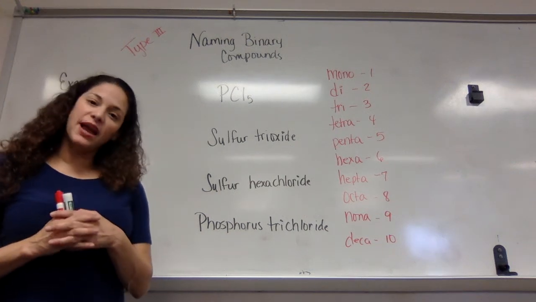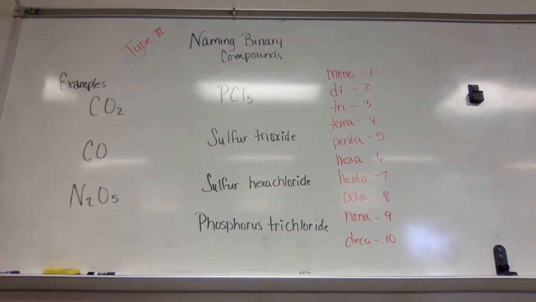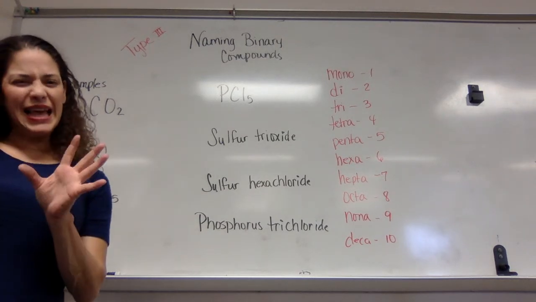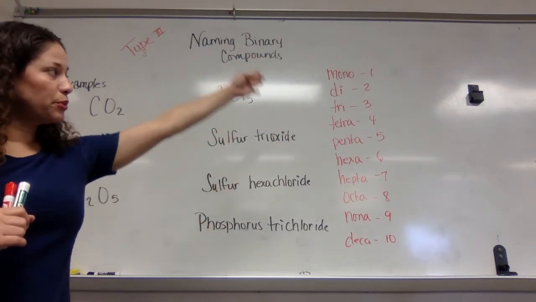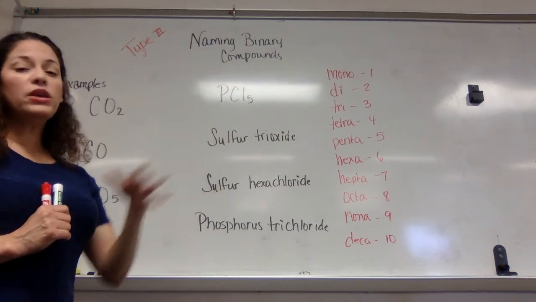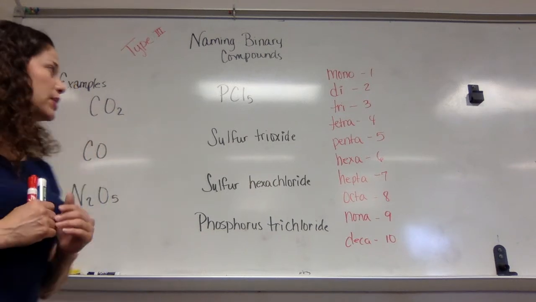This time it's going to be type 3, naming binary compounds. This one's going to be slightly different because I have two nonmetals coming together, so they're going to be named slightly differently. You're going to have to use your prefixes when it comes to naming these. Now, you only use mono on the second element, not on the first one. That's the only catch to it.